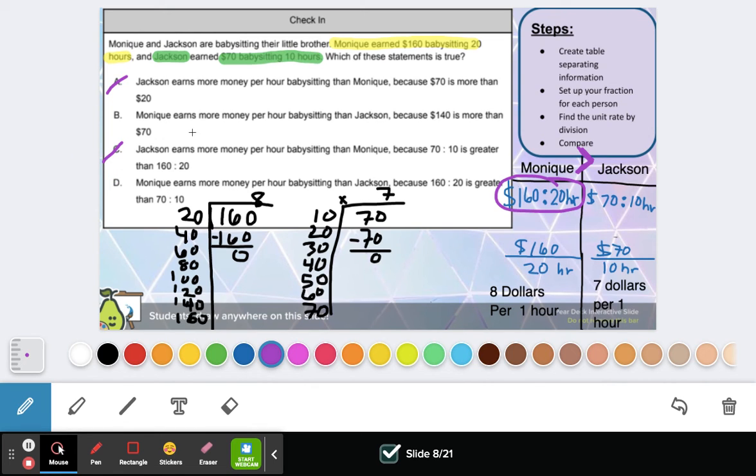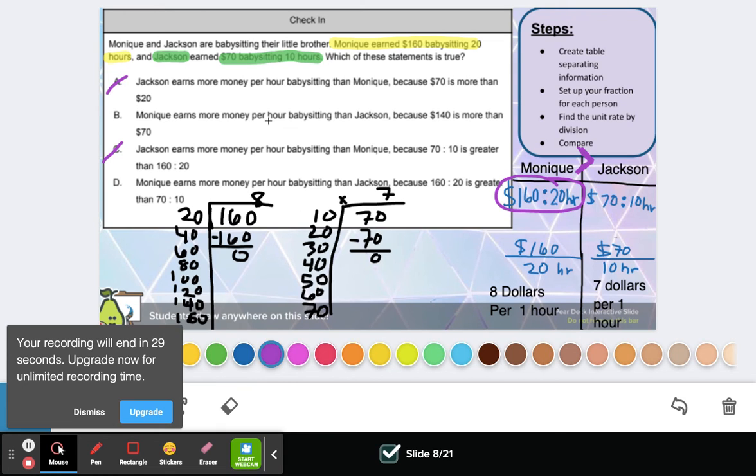So what we need to figure out is, this says Monique earns more money per hour babysitting. That's what they both say so far. Monique earns more money per hour babysitting than Jackson. Now the only difference is this part, the because. Okay, so let's check. Because 140 is greater than 70. So where is even 140 at? That makes no sense. So then it has to be letter D, because 160 divided by 20.